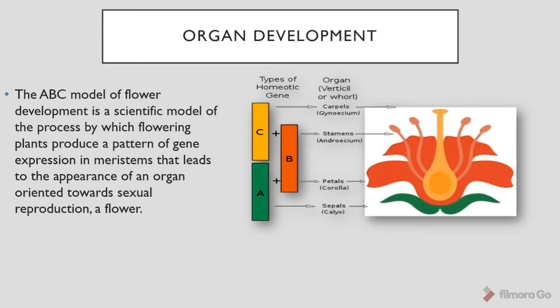Organ development. The ABC model of flower development is a scientific model of a process by which flowering plants produce a pattern of gene expression in meristems that leads to the appearance of an organ oriented towards sexual reproduction, or a flower.